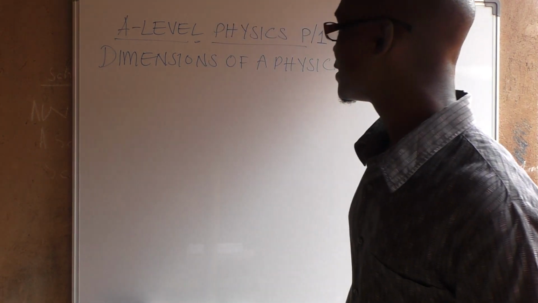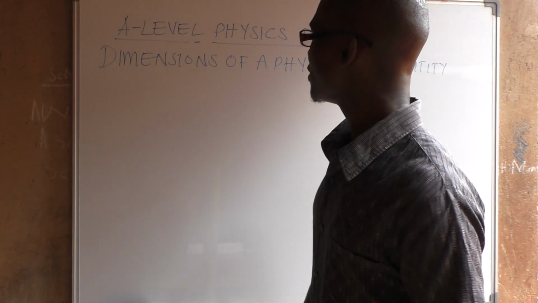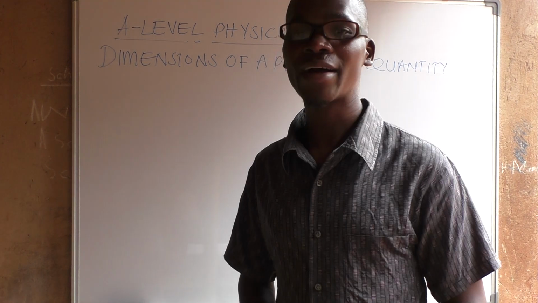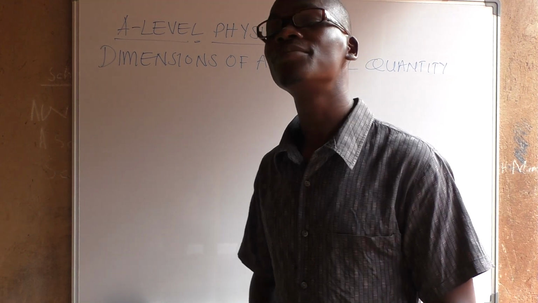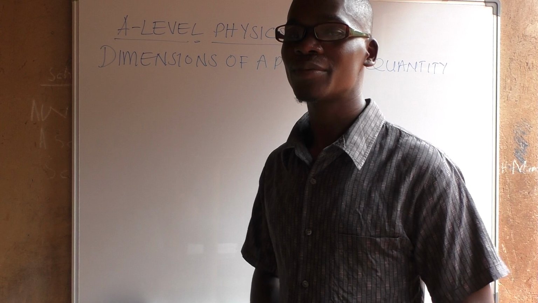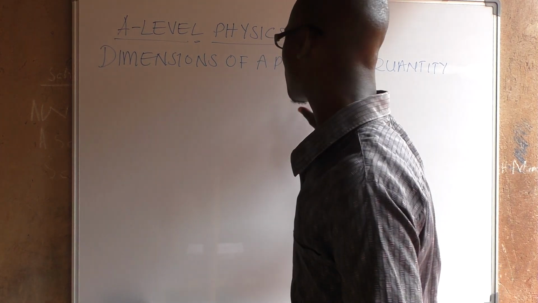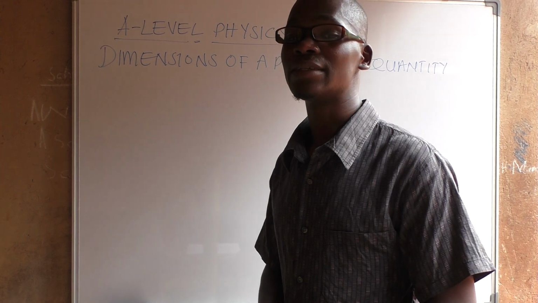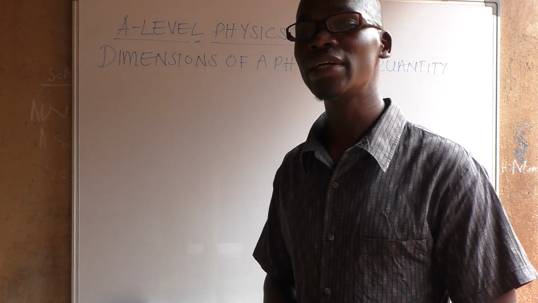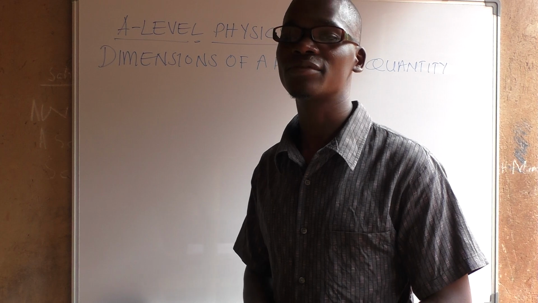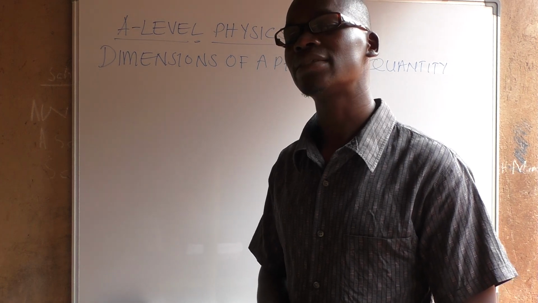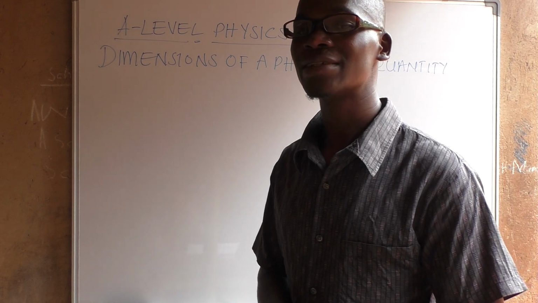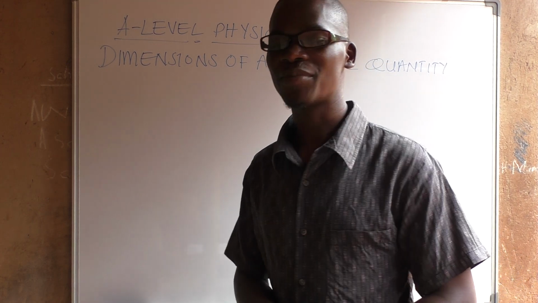Today we are looking at the dimensions of a physical quantity, and this is our second lesson. In the first lesson, we looked at what dimensions of a physical quantity mean and how we obtain dimensions of a physical quantity. Please, if you missed, make sure you watch so that we move on at the same pace.